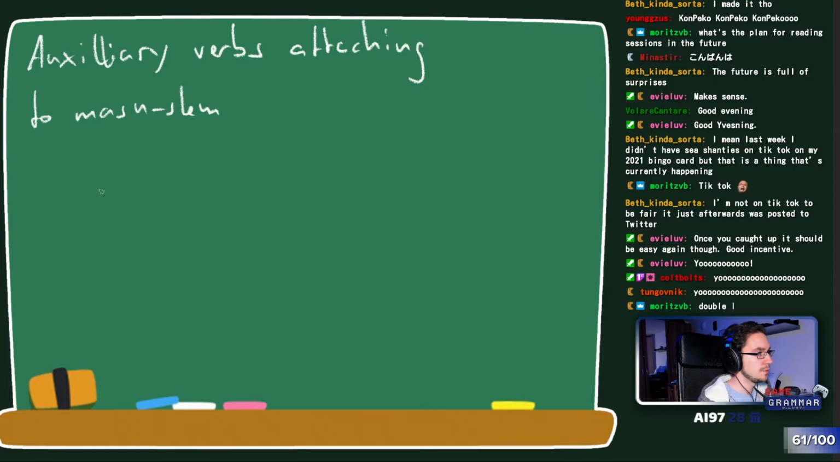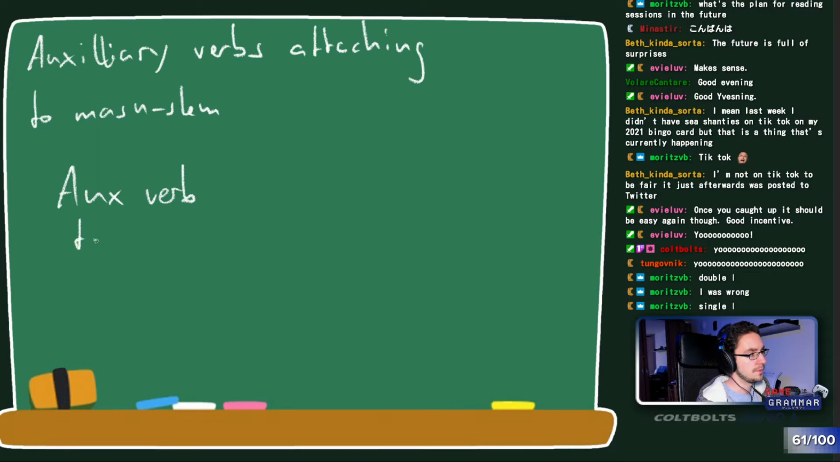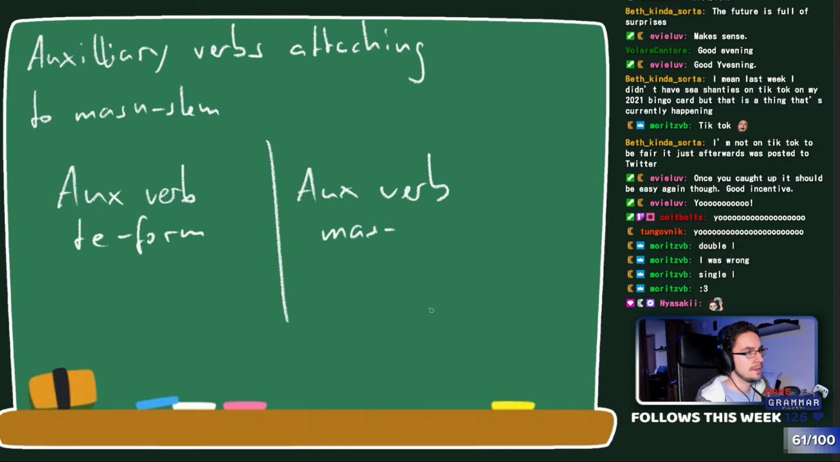There's generally two categories of aux verbs, okay? That's the big ones, right? You have aux verbs with the te form, and you have aux verbs that attach to the masu stem. That's the two big ones. I think that is the only way in which you can attach auxiliary verbs.